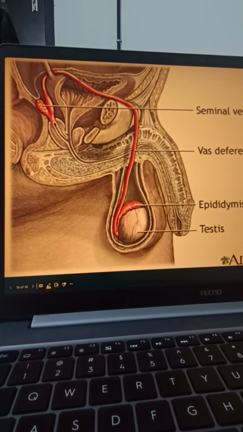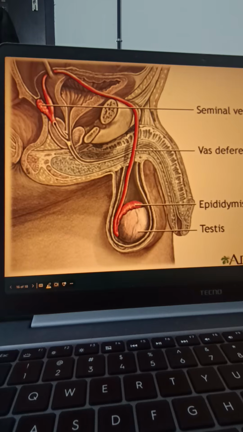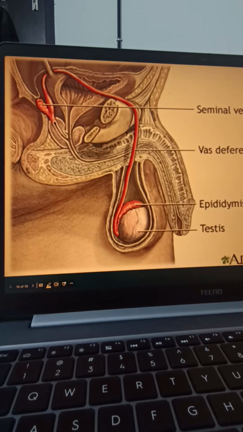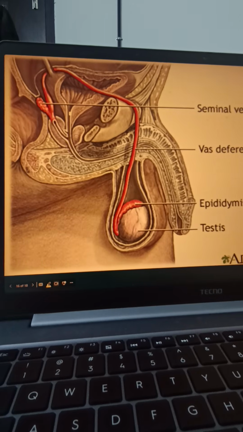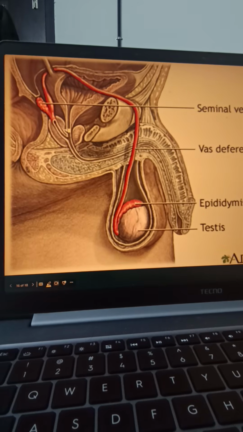A perfect sagittal section of the male pelvis. Here you can see the pubic bone is cut here. So the urinary bladder is visualized just behind the pubic bone. Obviously, the urethra is opening. First, it is embraced by the prostate, as you can see here.